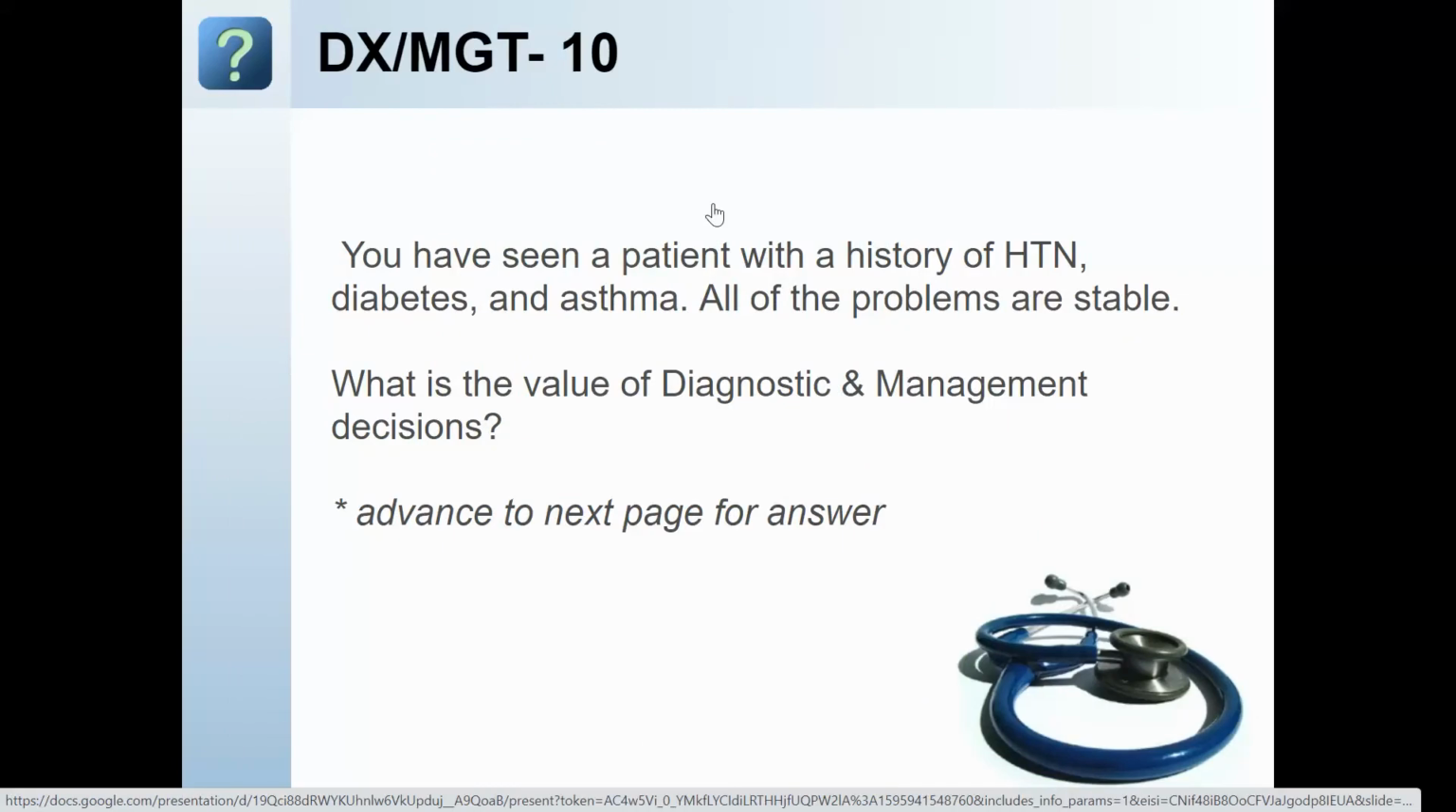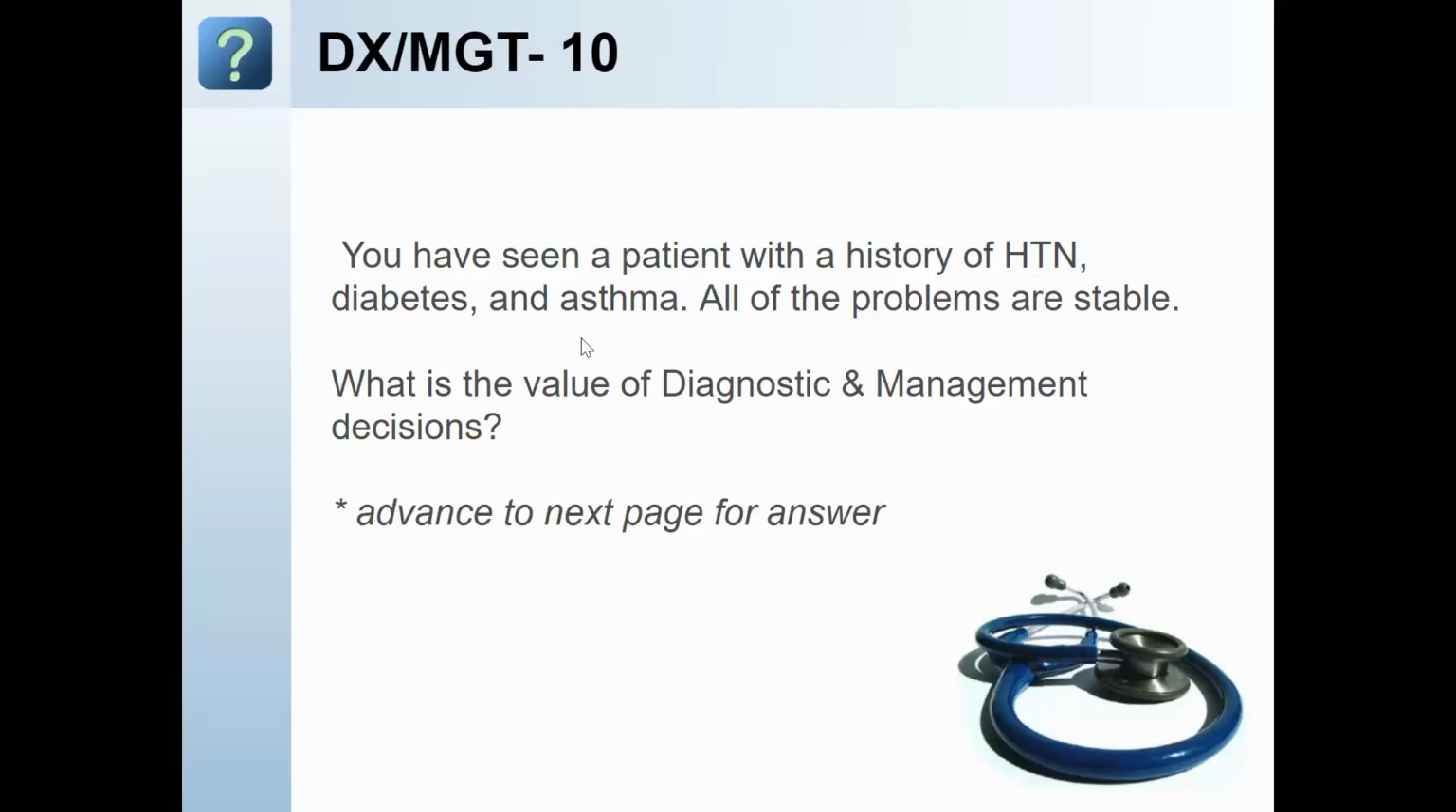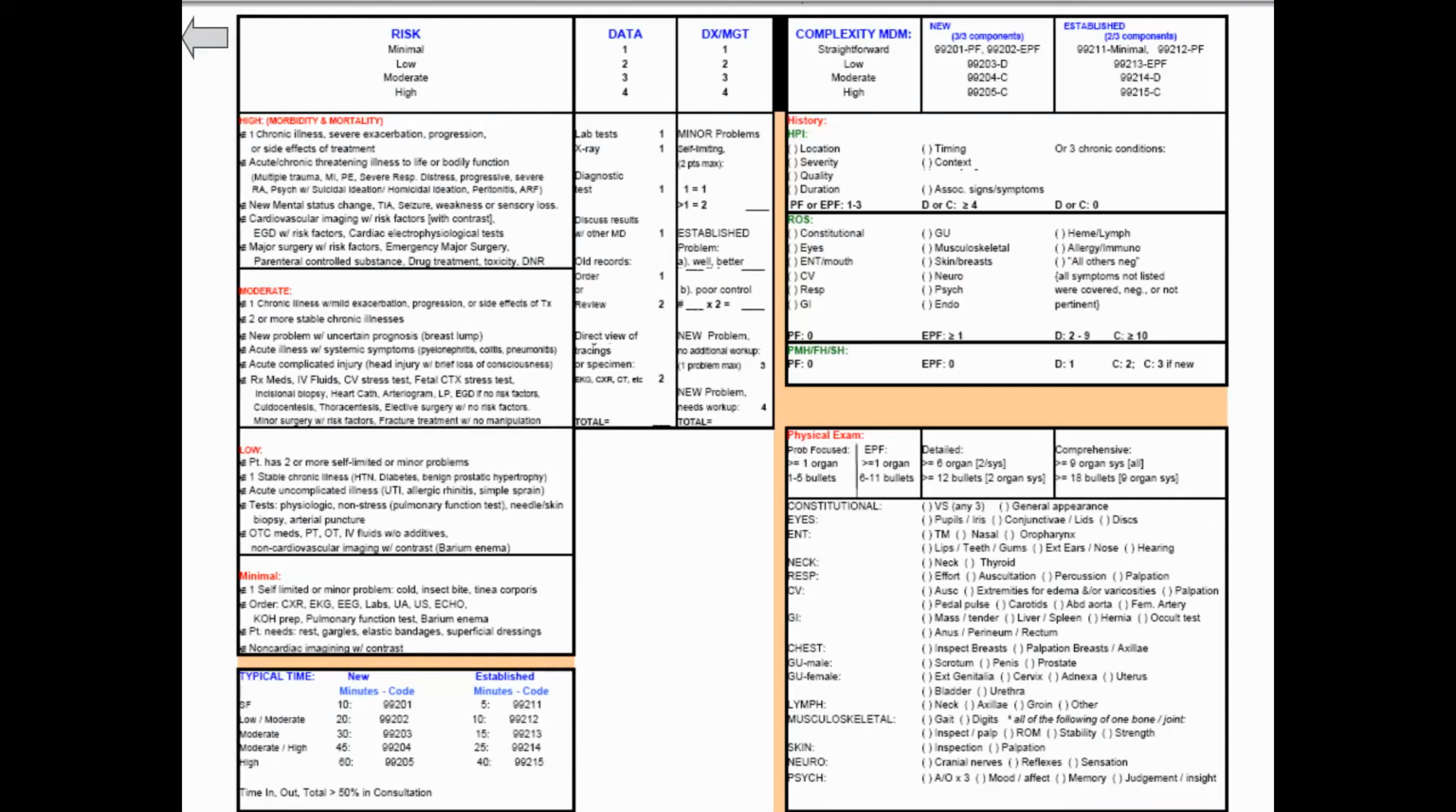You've seen a patient with a history of hypertension, diabetes, and asthma. All of these problems are stable. What is the value of the diagnostic management decisions in this category? What is the value? So again, if you have your worksheet in front of you, now's a great time to pull it out and make sure you're looking at it, because we're going through it together. And if you don't have a copy, you can either try to print the screen so that you could have something to see, but in any event, I'll have it for you right here during the video.